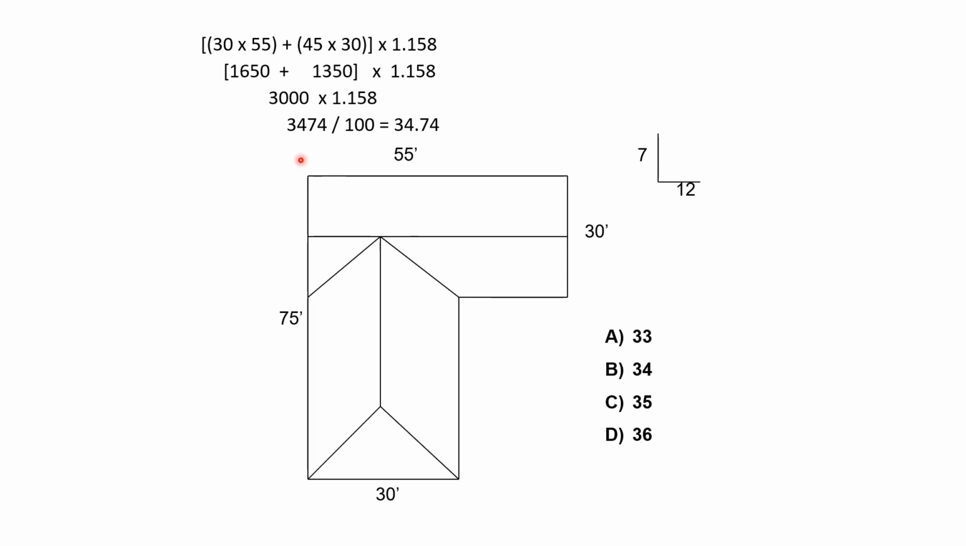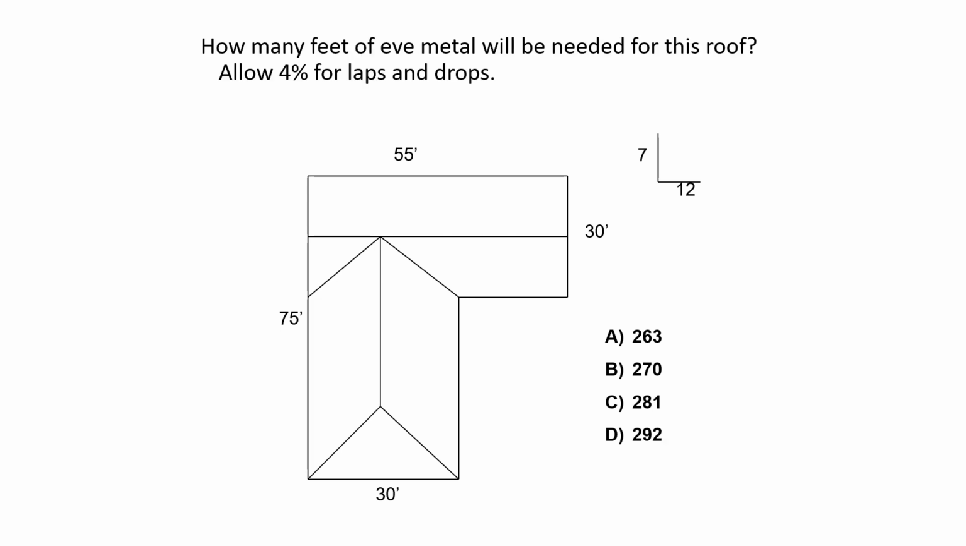3474 square feet divided by 100 is 34.74 squares, and so we're going to round up to the next one, which is 35 squares. Not a big deal. Okay, we can do this on test day, can't we? All right, now here's another one you might get.